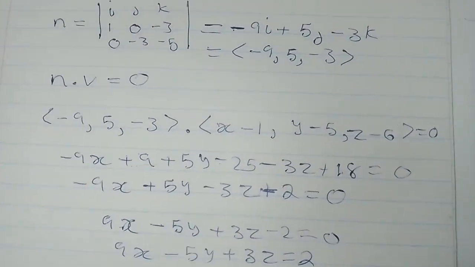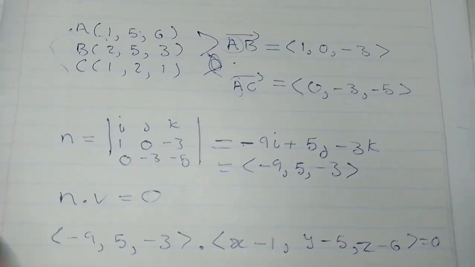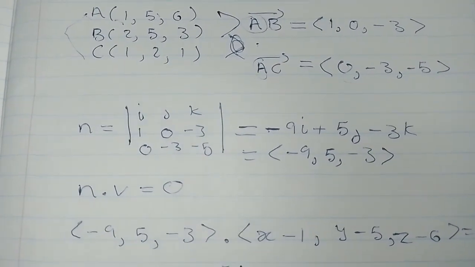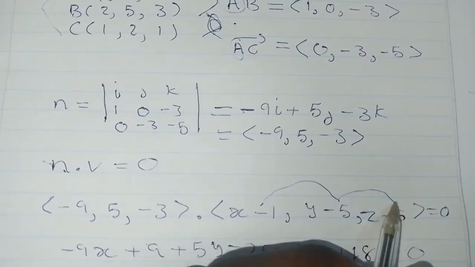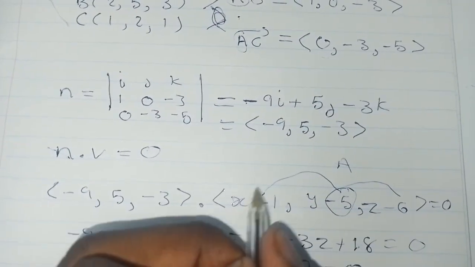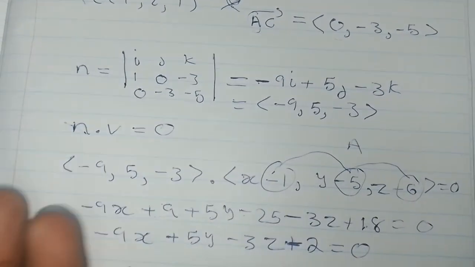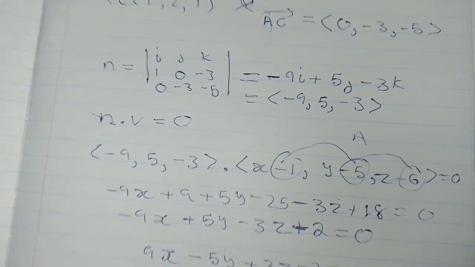So that's how you can find an equation of a plane, basically. Try other examples and see if you can find that. If you have a normal vector and a point, remember this is just a point obtained from A, you only need a normal vector and a coordinate to get the equation of a plane. That's it.